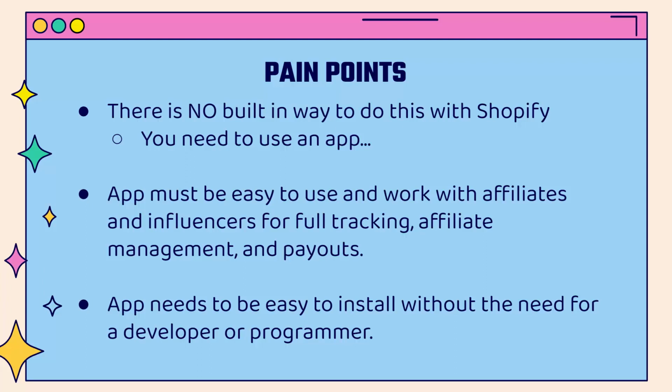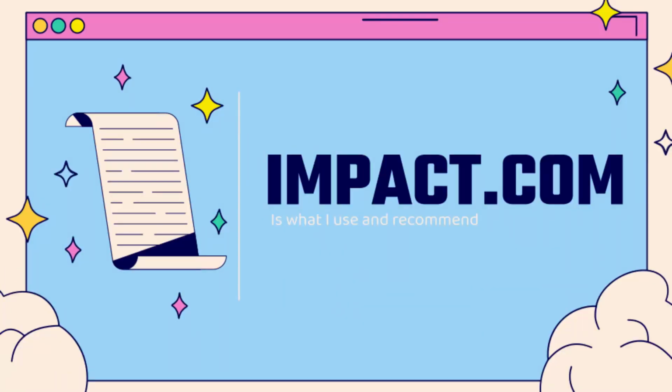Basically, we want it to be a full self-service place for affiliates to be able to go there, sign up, track their links, etc. And we don't want to have any type of hard to install or hard to use app. We don't want to look at code or anything like that. We don't need to use a developer or a programmer. That's why you're going to use Impact.com.